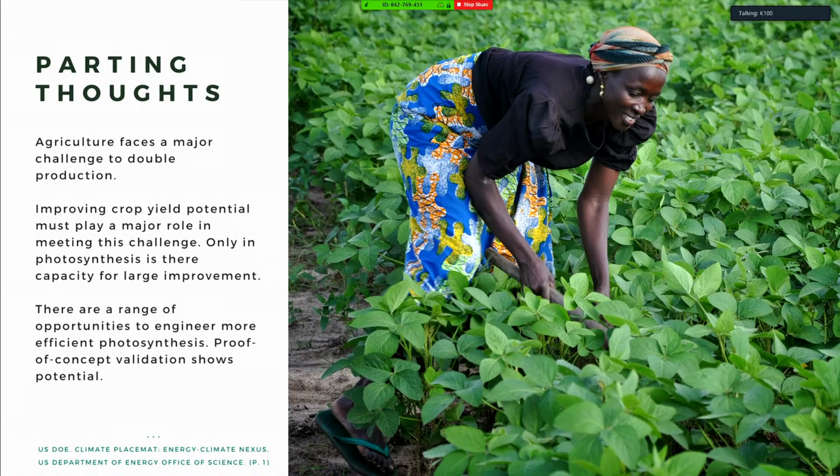And so just some take-homes. So agriculture does face a challenge if we really have to double yields. We believe that an increase in yield potential is one of the things that has to play a significant role. And we think really the only opportunity for significant increases in yield potential in our well-developed crops is to increase the photosynthetic efficiency. And then finally, I've given you one example, but there are a range of examples that are available to engineer these increases in photosynthetic efficiency. And so I will stop there. Thanks very much.